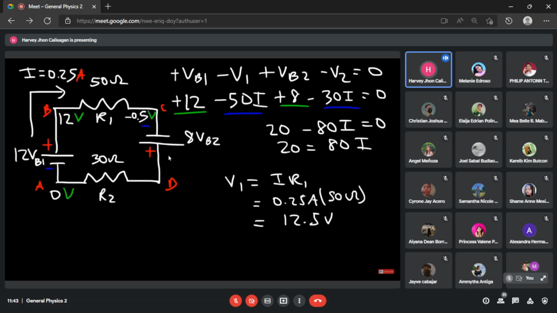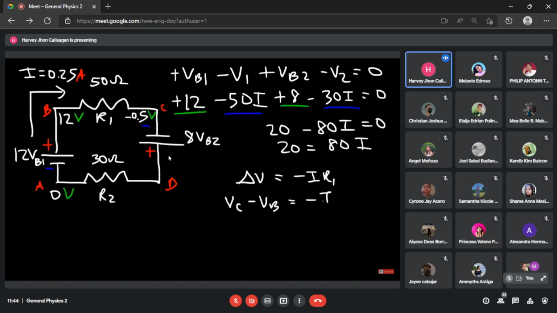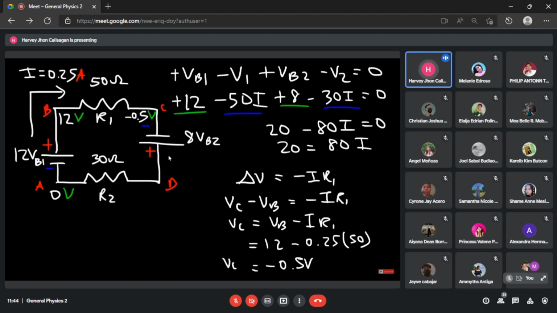Now you can set it up the way we did in the last problem. You could say that the voltage drop is I times R1 with a negative sign because it decreases the voltage. And VC minus VB is equal to negative I times R1. So you can say that VC is VB minus I times R1. So VB is 12, I is 0.25, and resistance is 50 ohms. So 12 minus 0.25 times 50, this will give you negative 0.5 volts. So that's the potential for point C.